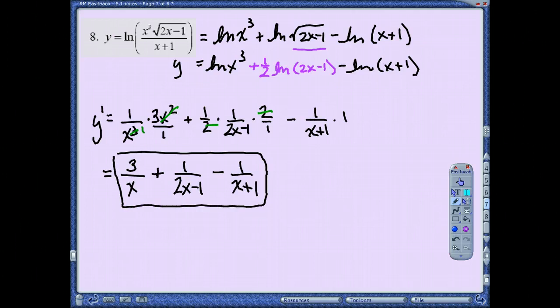Now when I look at 8, I notice that I have the natural log, or any log base will work. If I have a product rule, a quotient rule, a chain rule all involved, I am going to want to use properties of logs to simplify.